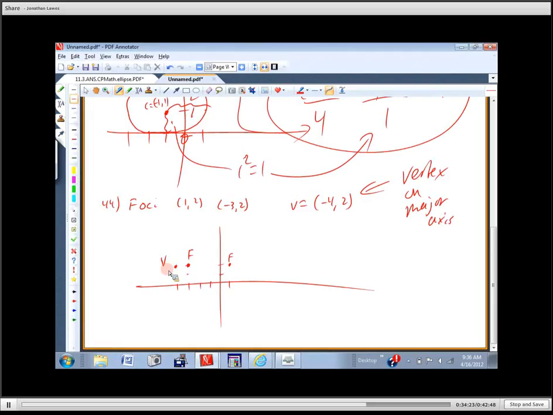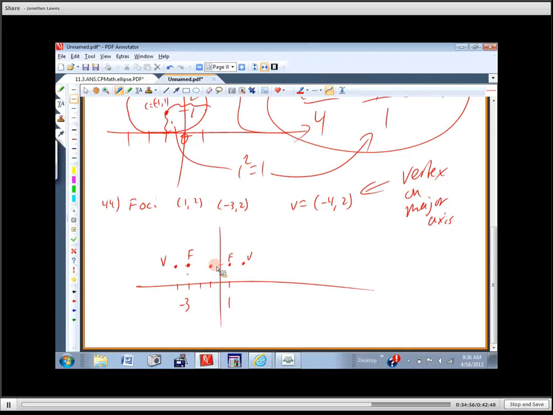Now let's think about this. If there's a focus on either side here, and there's a vertex over here, 1 past the focus, wouldn't there have to be another vertex over here? And if this is 1 and this is negative 3, wouldn't there have to be a center right in between there? Because all of these are located on the major axis. So right here.